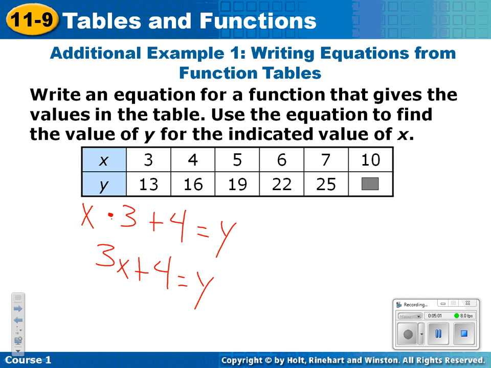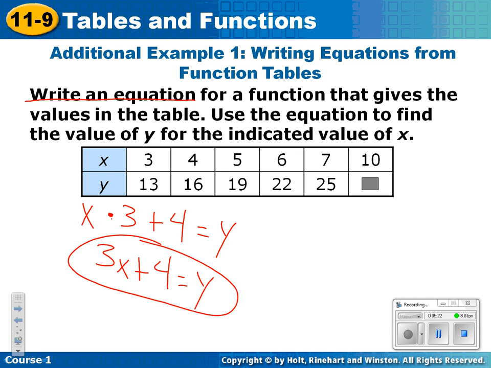We have created a function right here. We have created this. That's exactly what we need. That answers the question. Write an equation that answers that part of the question. Write an equation for a function. So there's my equation for this function, 3x plus 4.